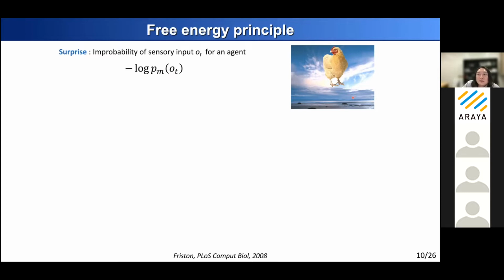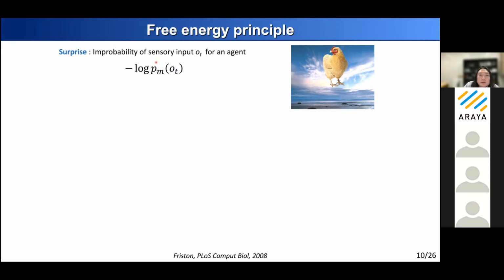But if we experience such a scene many times, then we learn that this can sometimes happen. So once we learn this information, then our surprise can be low even when we see this scene. So what I would like to say is that surprise is a subjective value. Depending on our state or internal state, our surprise can change. And mathematically, that surprise is expressed by minus log of the probability of O. Here, M indicates the statistical model.